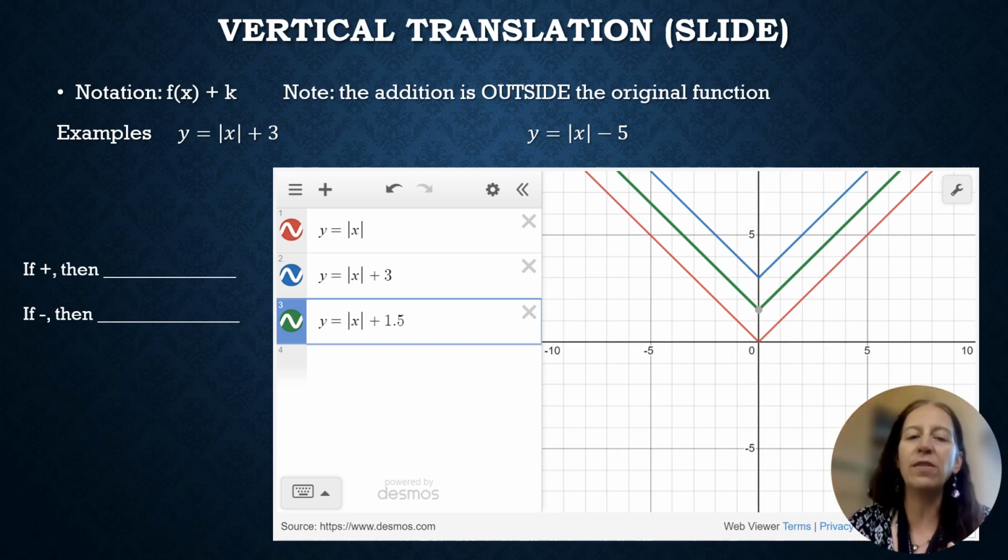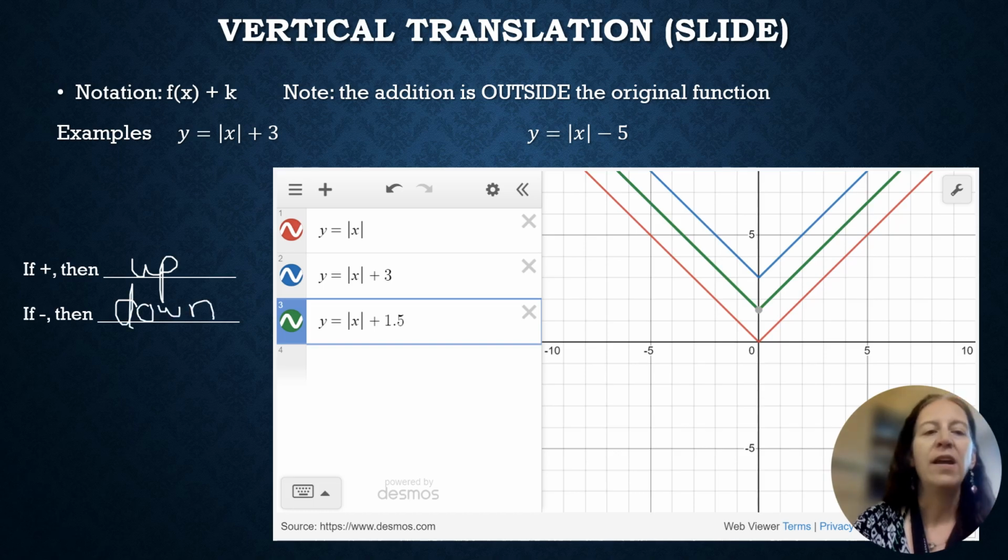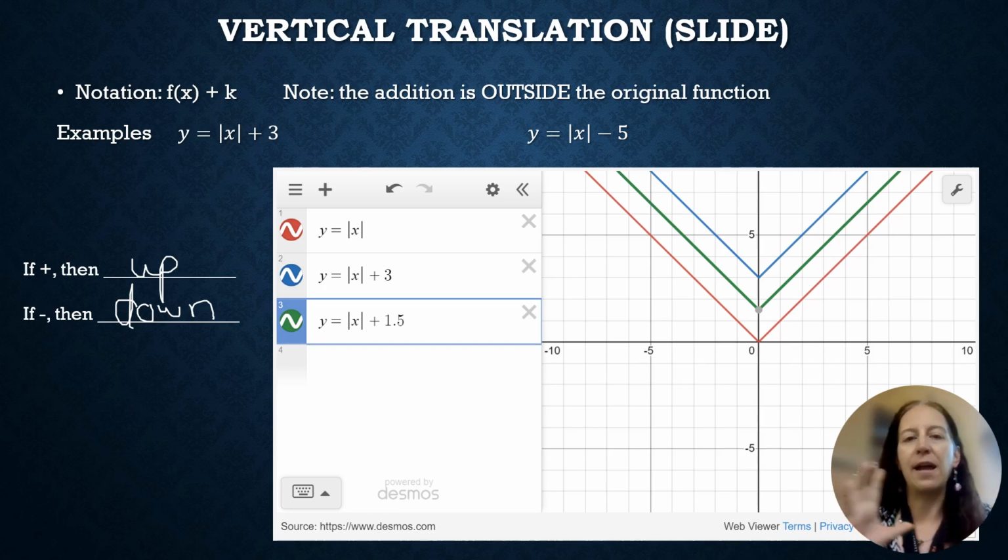But what you want to see with this is that adding or subtracting a number outside of the original function takes the function and slides it up or down. So if it's positive, then it's going to slide up. If it's a subtraction or a negative, it is going to slide down. And again, that's the outside number.